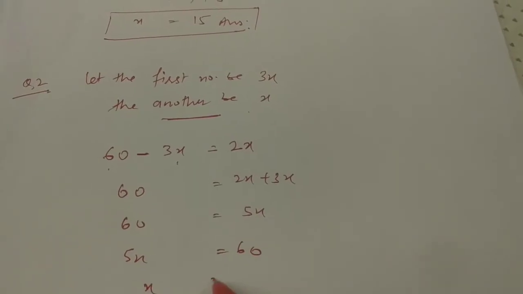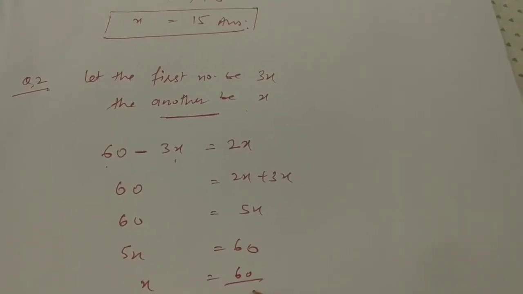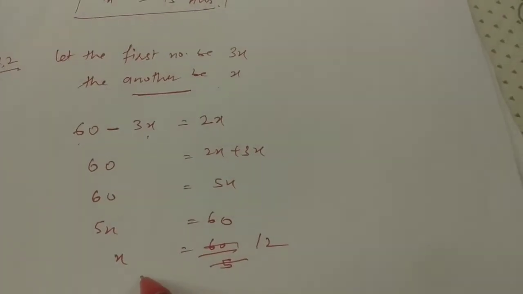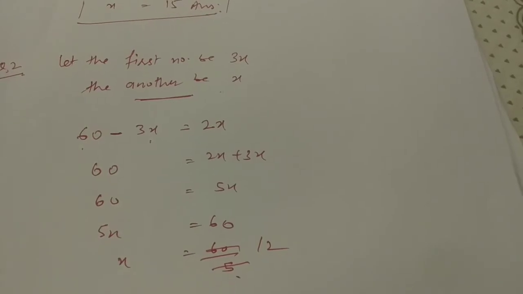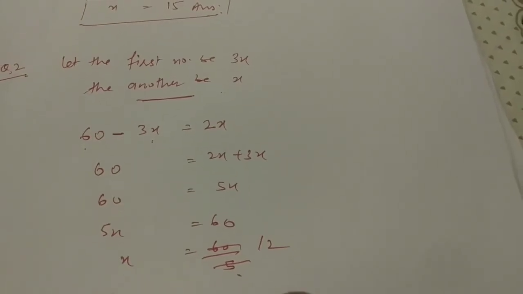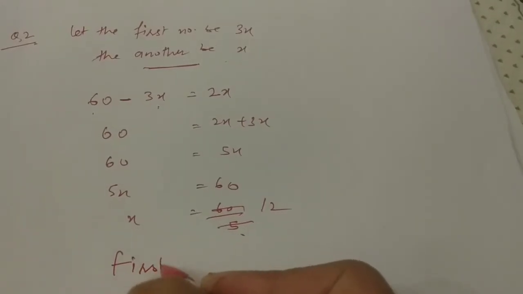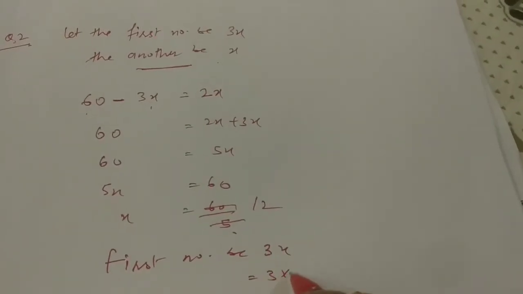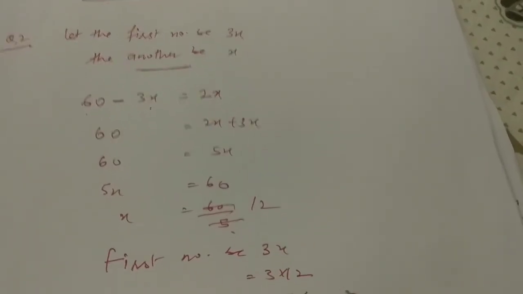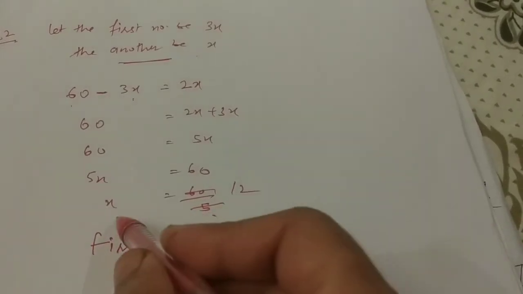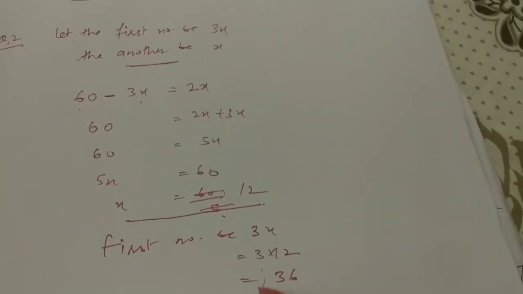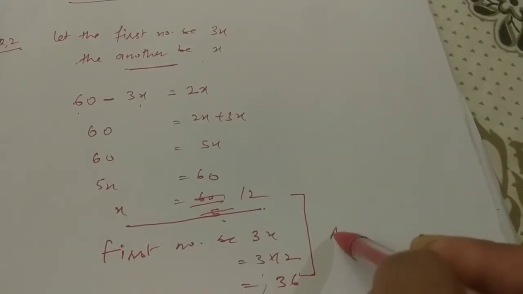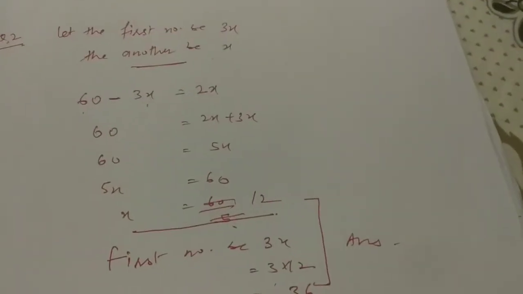So x would be equal to 60 by 5, which comes to 12. So the other number is x, and the first number is 3x, meaning 3 into 12, that is 36. So our two numbers are 12 and 36. These are our answer.